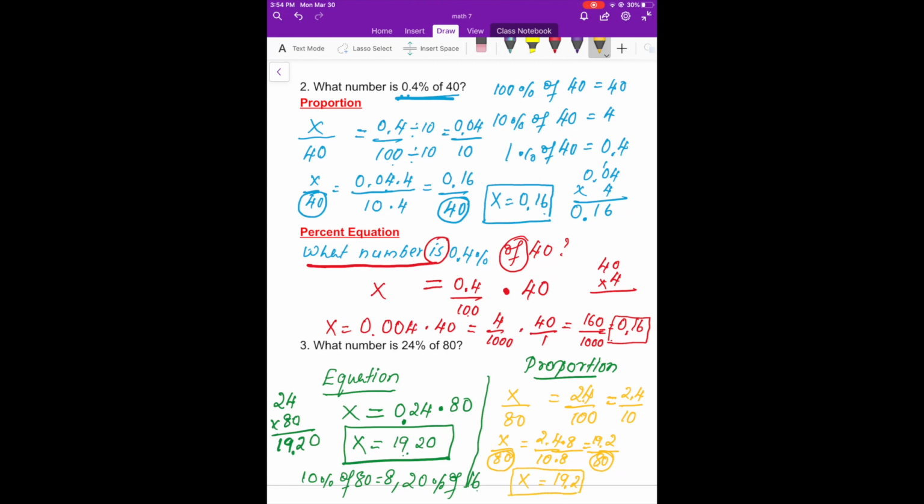And we already know that makes sense because 20% of 80 is 16, and 30% of 80 is 24, and 24% will be between 16 and 24, which is 19.2. Hope you understand that.